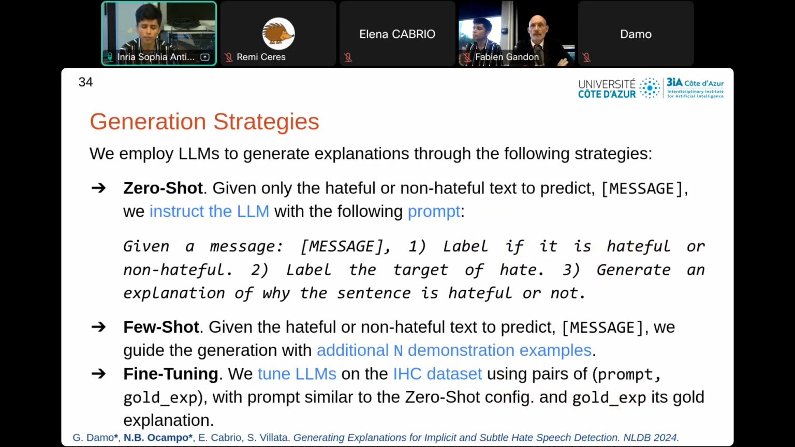Then we proceeded to test the following strategies: the zero shot with a specific instruction. Given only the hateful or non-hateful text to predict, we instruct LLMs with the following prompt: given a message, label if it is hateful or not, label the target of hate, and generate an explanation of why the sentence is hateful or not. Then we proceeded with few shot, that is providing additional demonstration examples with the same instruction, and then with fine tuning. Again, it's the same instruction as the zero shot, but in the training process we were providing pairs of the prompt and the gold explanation. So we were using the gold explanation that we built as training material.